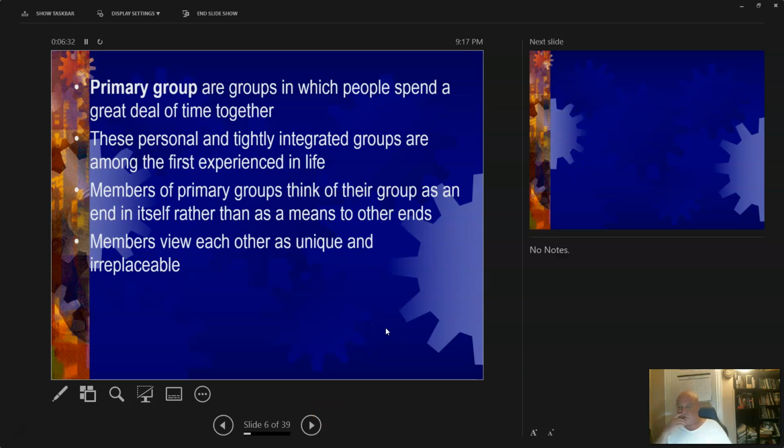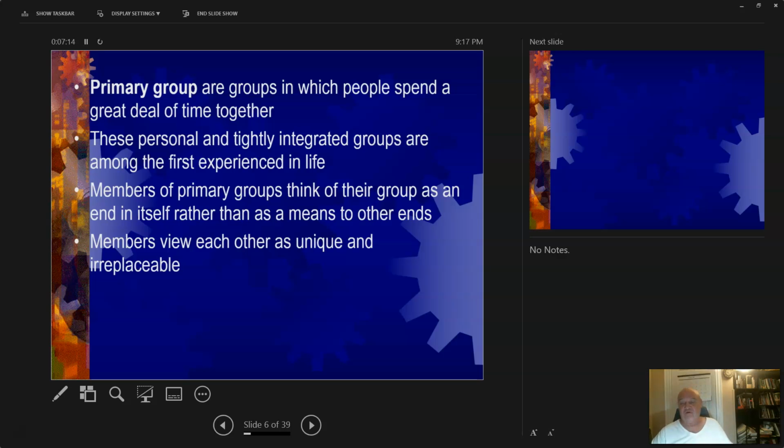A primary group is a group in which people spend a lot of time together. These personal and tightly integrated groups are among the first experiences in life. That's our family, for example. A member of a primary group thinks of their group as an end in itself rather than a means to an end. You're not going to look to your closest relationships to see what you get out of them. Well, you do, but in a very ineffable way. You know, you're not looking.